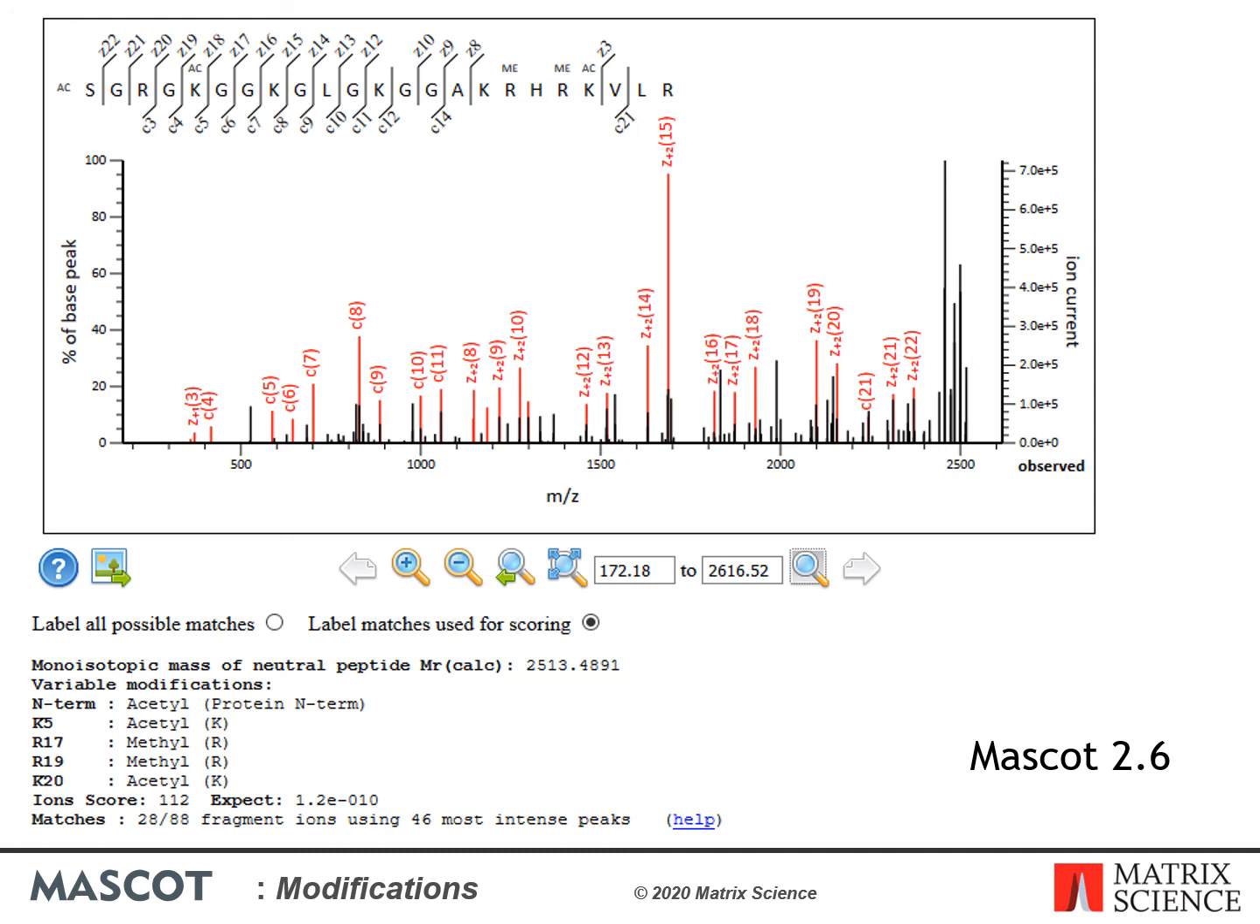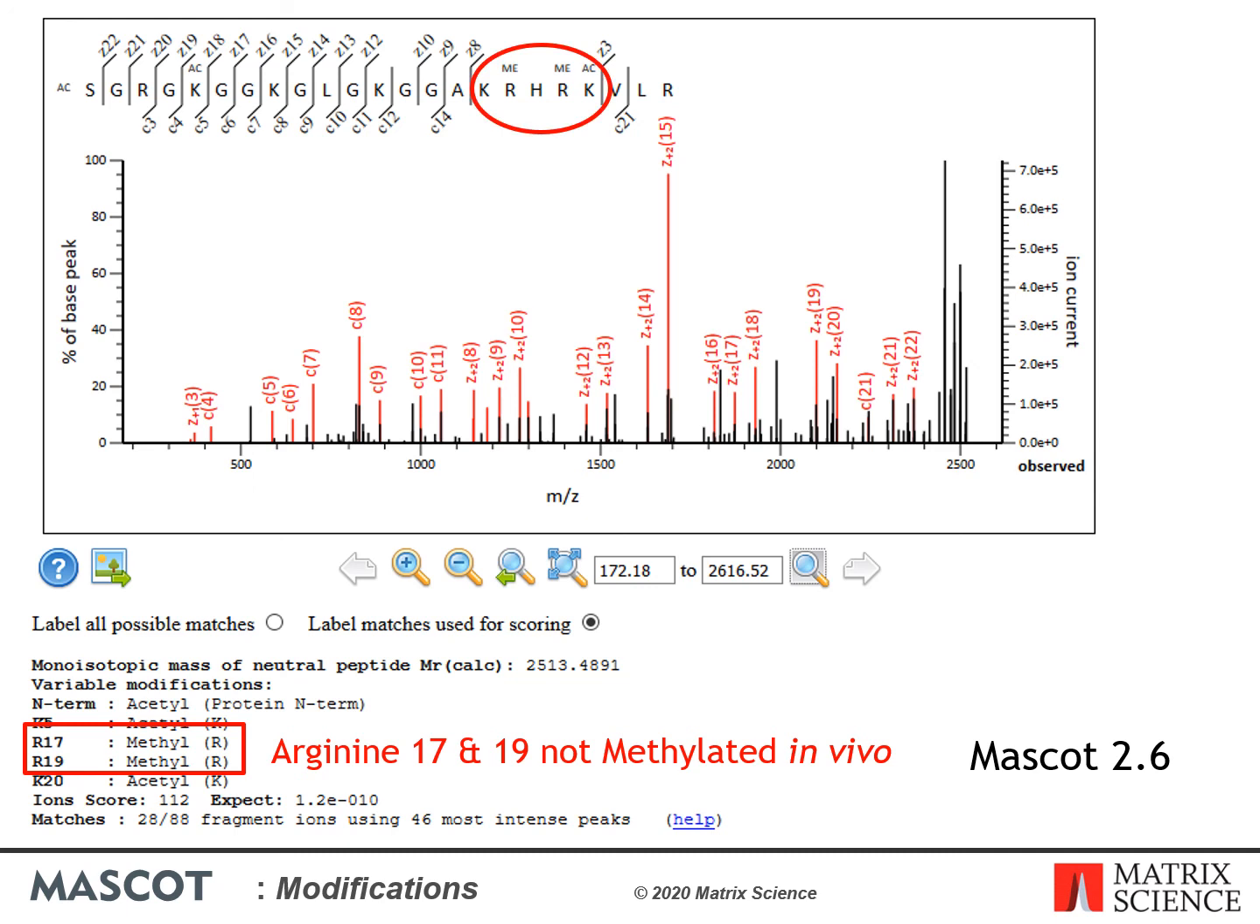Here we have a very good match from Mascot 2.6 with an ion score of 112. It looks reliable, however, there is a problem. Arginines 17 and 19 are not methylated in vivo, and indeed, if we look at that region of the sequence ladder, we have no matching fragment ions in that region. What appears to have happened is that we've got the clustering of modifications that I mentioned was an issue with the sliding window method used in Mascot 2.6 for peptides with a lot of variable modification permutations.